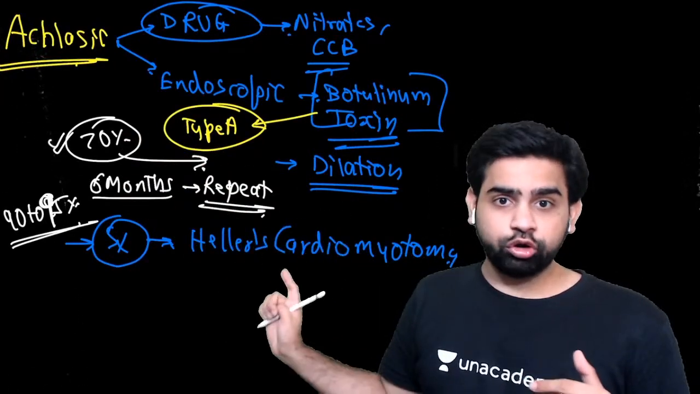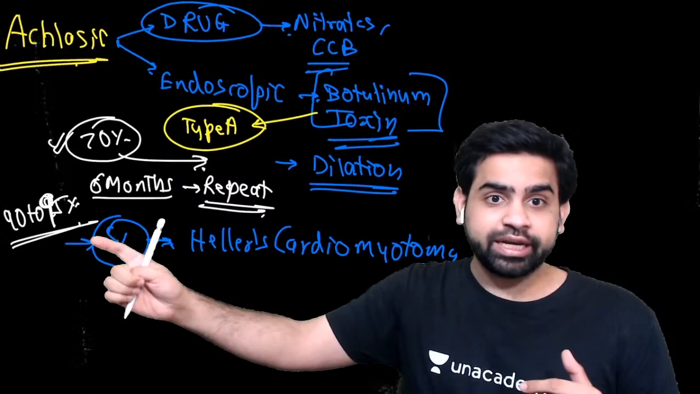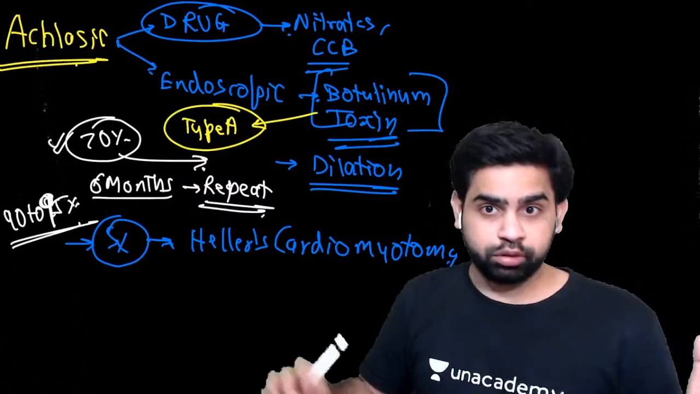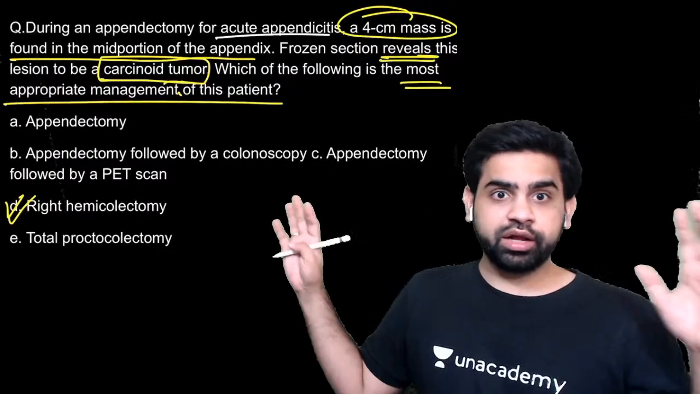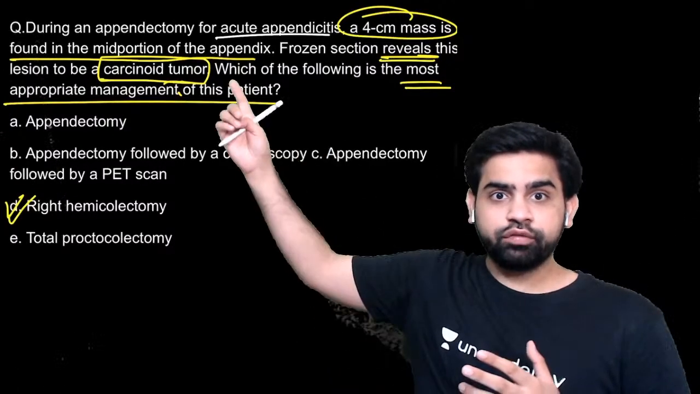With Heller's cardiomyotomy, close to 90% of patients are going to respond in a much better manner. Lastly, in this particular question, you have a carcinoid tumor.